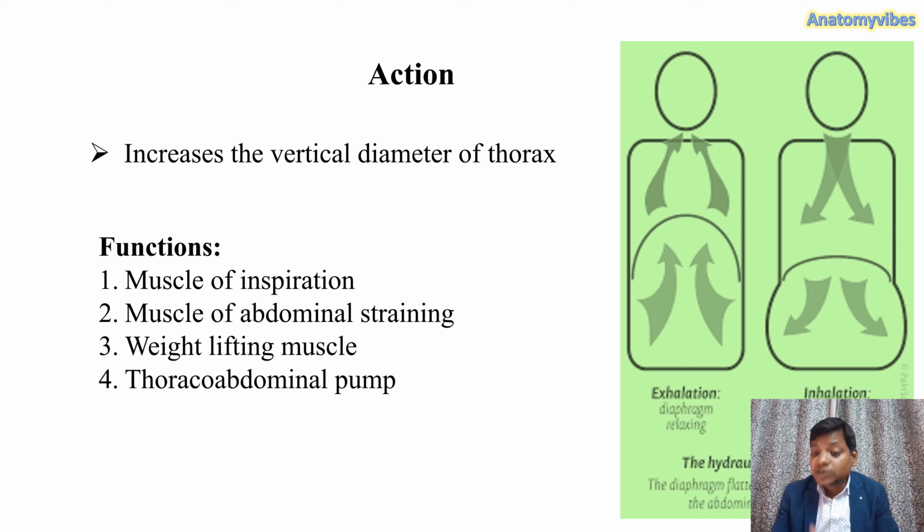What is it causing? When it goes down, the vertical diameter of the thorax will increase, and when it goes up, the vertical diameter will decrease. But it is also attached to the lower 6 ribs and the sternum. So when it contracts, the AP diameter and transverse diameter will also change, causing the overall increase in the volume of the thoracic cavity. So it is acting as a muscle of inspiration.